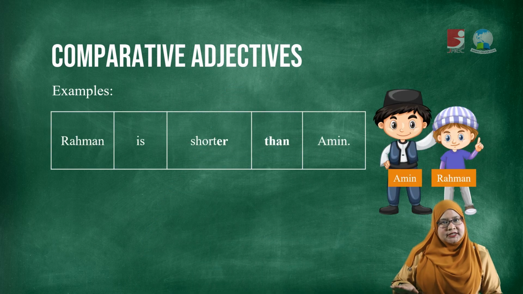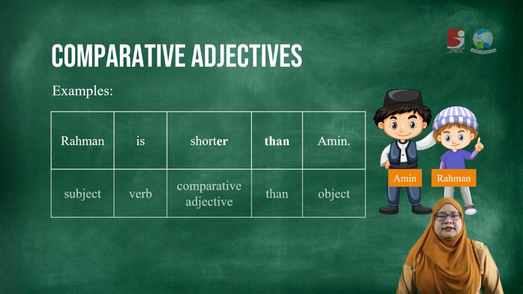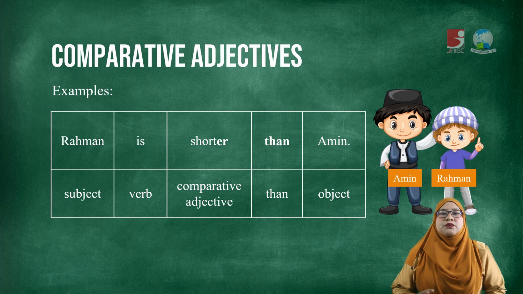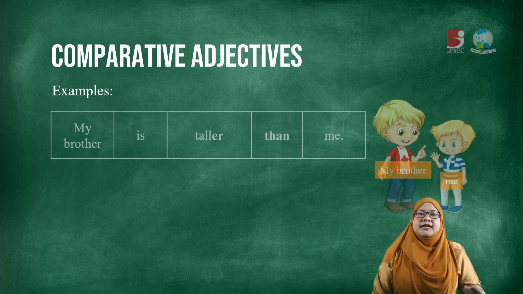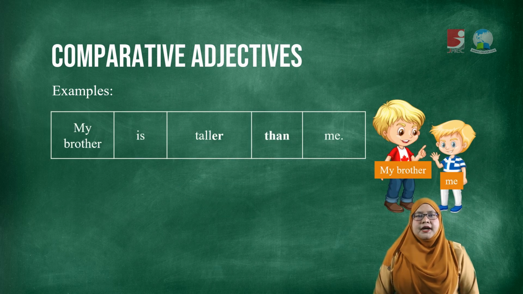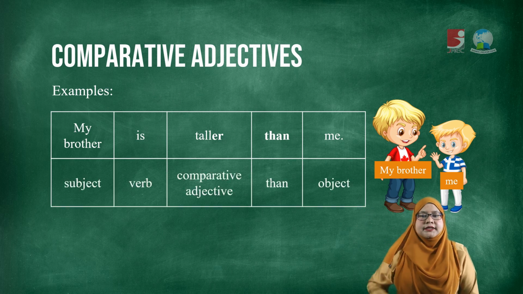Rahman is shorter than Amin. After using comparative adjective in the sentence, we will add than. Another example. My brother is taller than me.